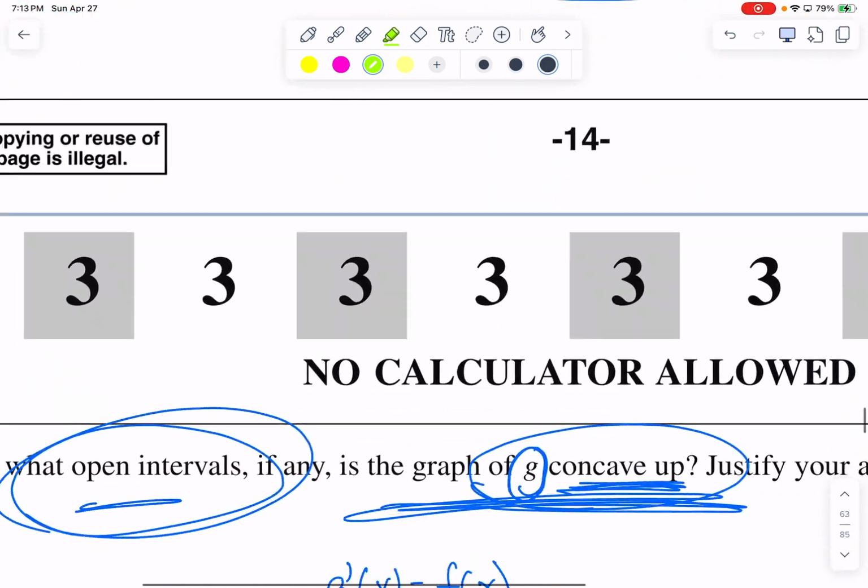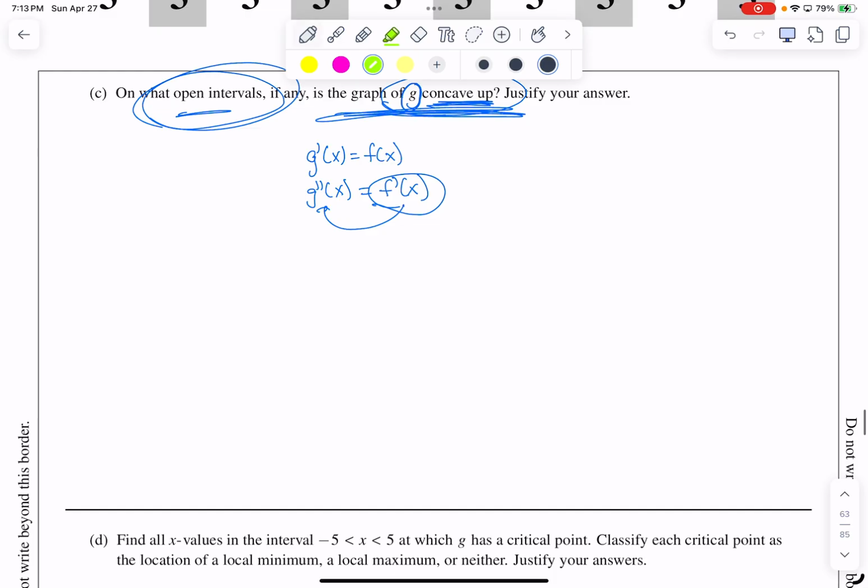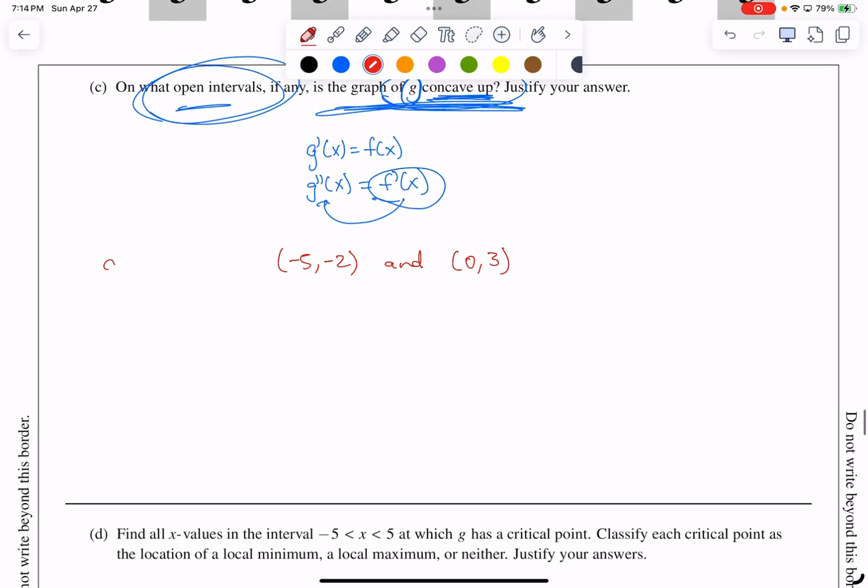You tell me. Guys, you ready? Give me the intervals. What is it? -5 to -2, and what else? 0 to 3. And you got to say because. And I would say start with saying G is concave up from -5 to -2 and 0 to 3.